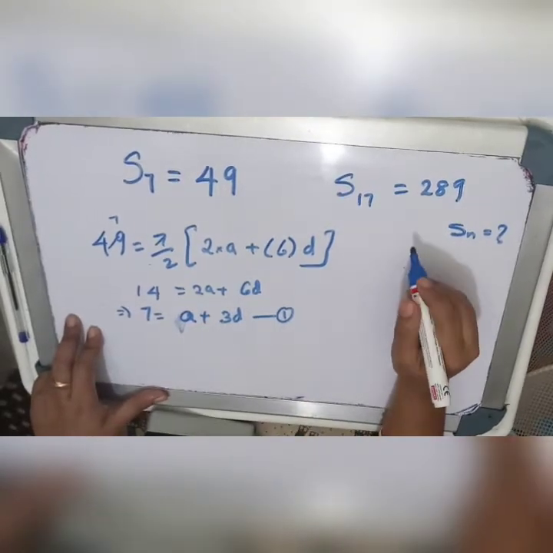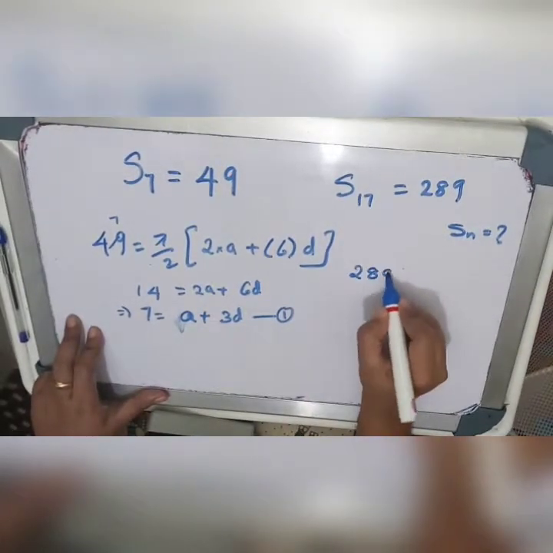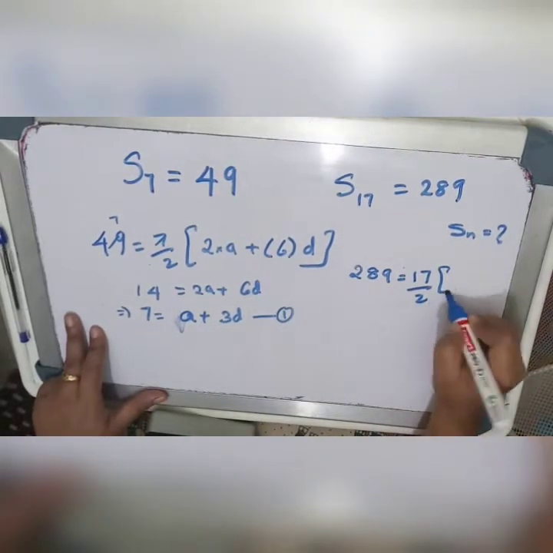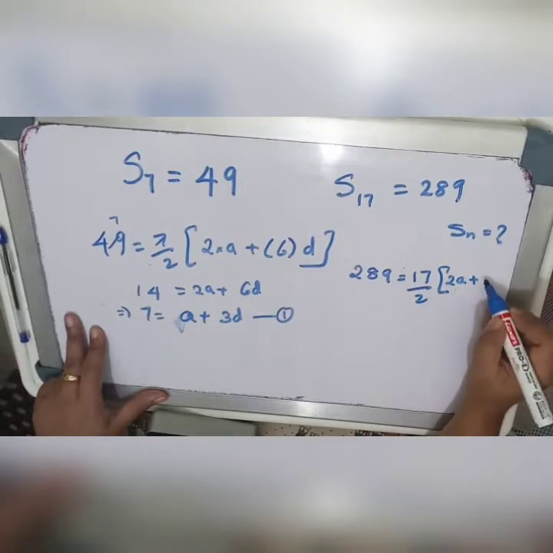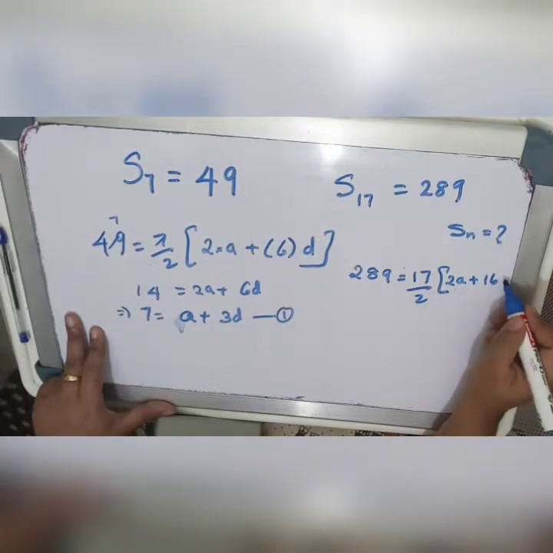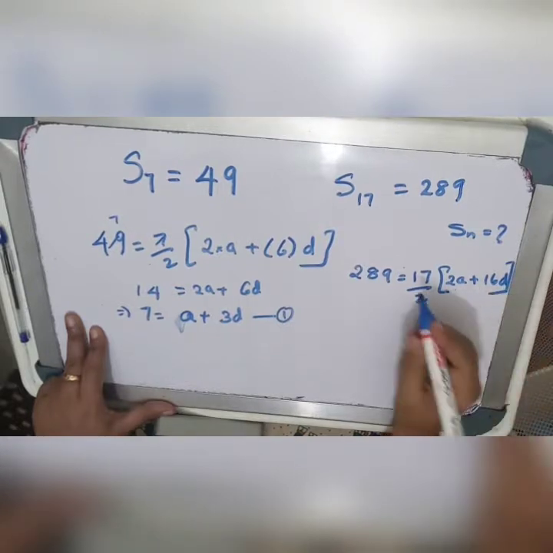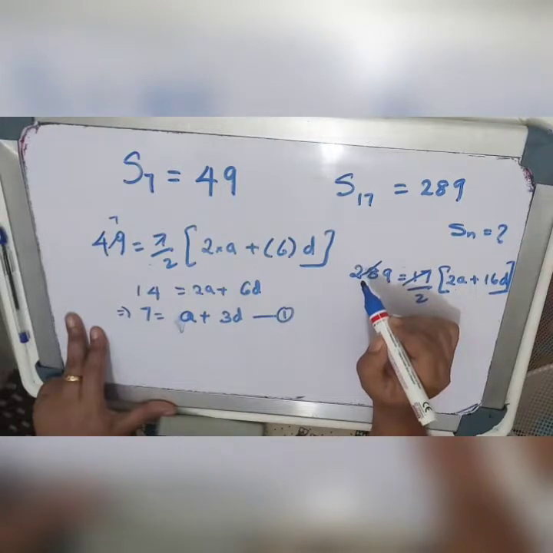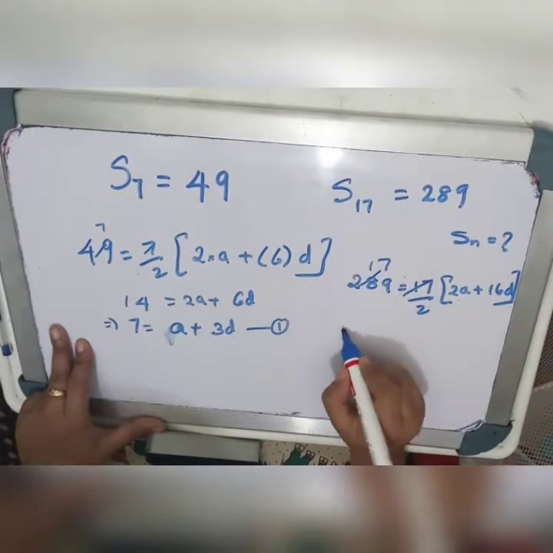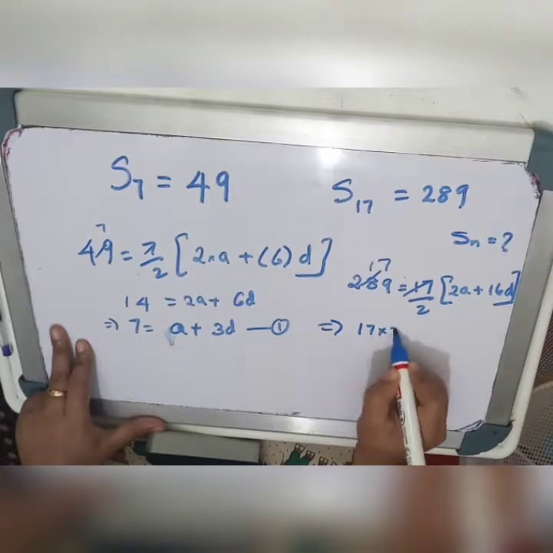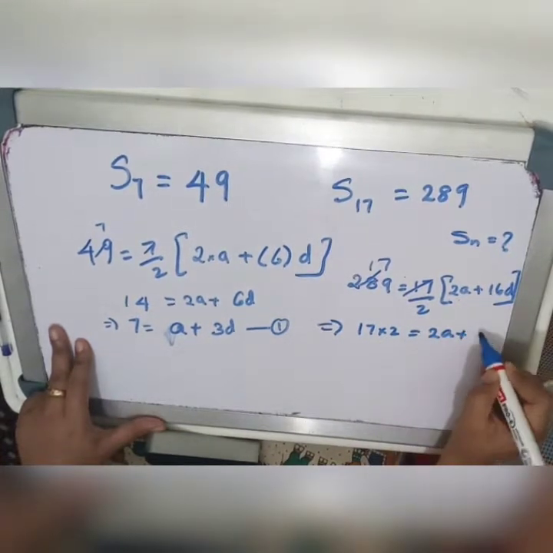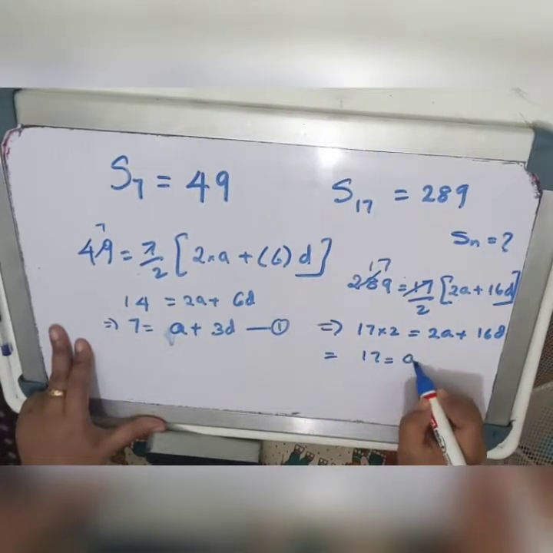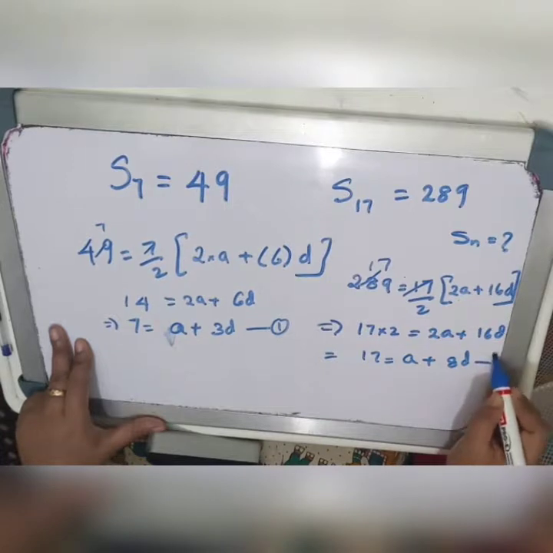Now the next is S17. S17 is 289. 289 can be given as 17 by 2 into 2a plus n minus 1, 16 into d. Again cancelling, we will get 17 into 2 is equal to 2a plus 16d. That is 17 is equal to a plus 8d. So we have two expressions.